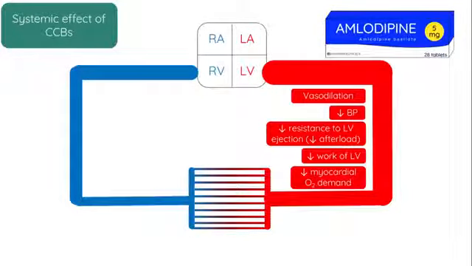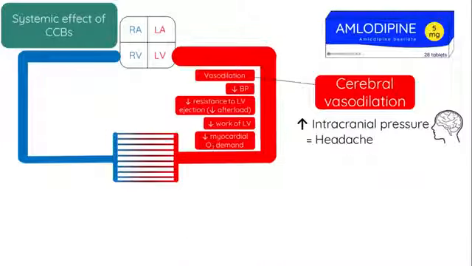At this point, it's useful to point out some of the side effects of calcium channel blockers, particularly the dihydropyridines. Vasodilatation of systemic arteries includes cerebral arteries. When these vessels expand, it can cause a slight increase in intracranial pressure, and patients may experience a throbbing headache. Throbbing thought to be due to the pulsation of the meningeal arteries.